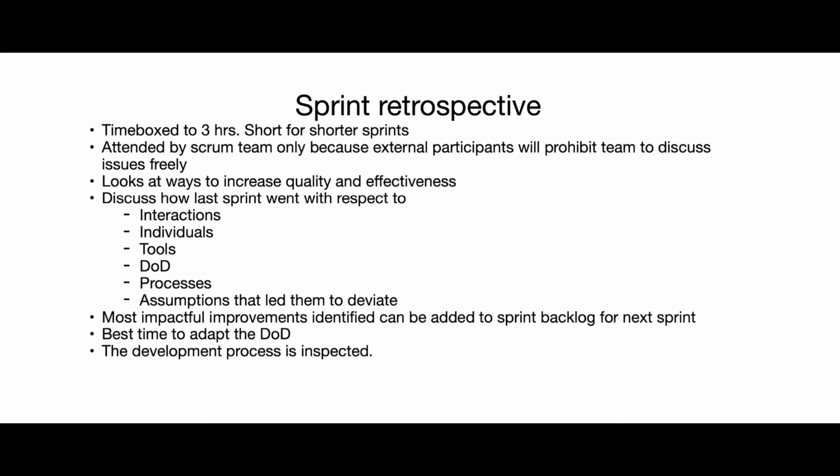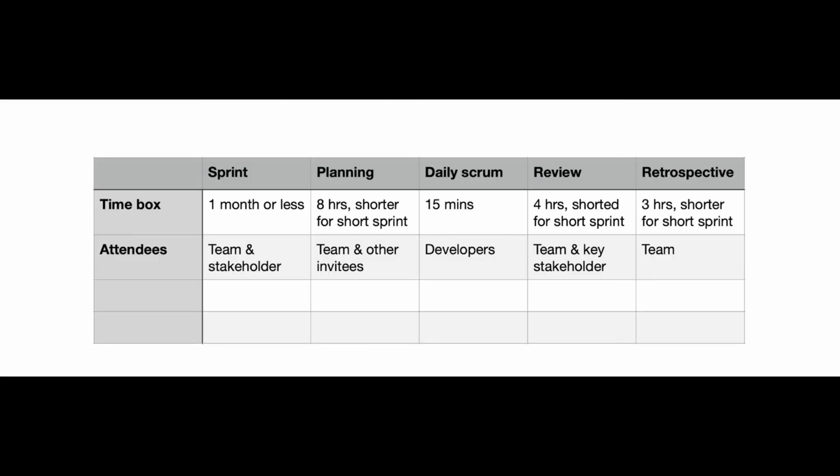Most impactful improvements identified can be added to the sprint backlog for the next sprint. It's the best time to adapt the definition of done. The development process is inspected during the sprint retrospective. Please refer to the table on the screen for a short representation of the various sprint events, the time box, and the attendees related to them.